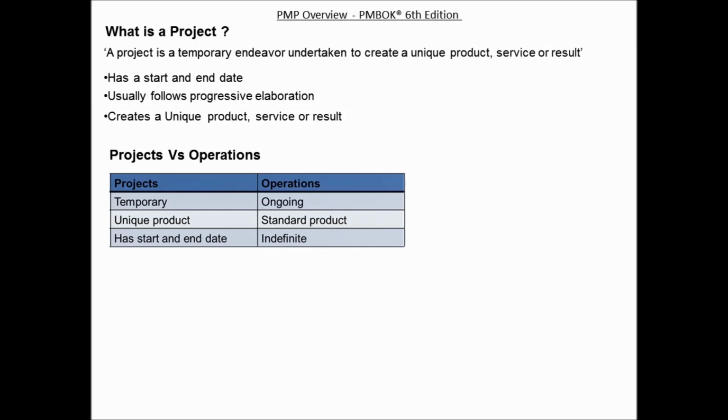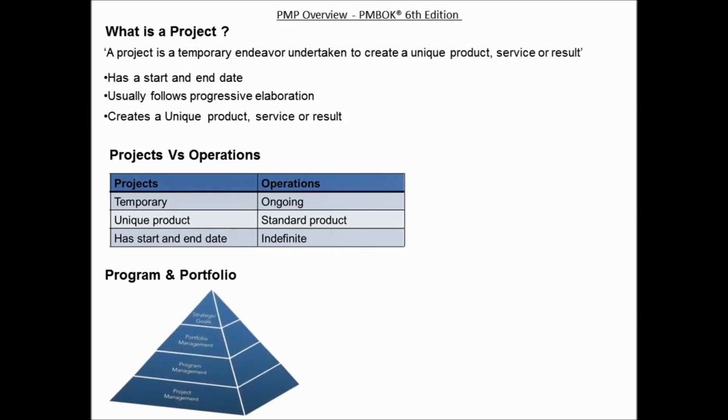Now let's understand what is the difference between a project, program, and a portfolio. Like I already mentioned earlier, what is the definition of a project? Let's understand what is a portfolio and a program. Now, if you take a look at this pyramid, a project is rolling up to a program, which is further rolling up to a portfolio, which is a part of the strategic goals of an organization.